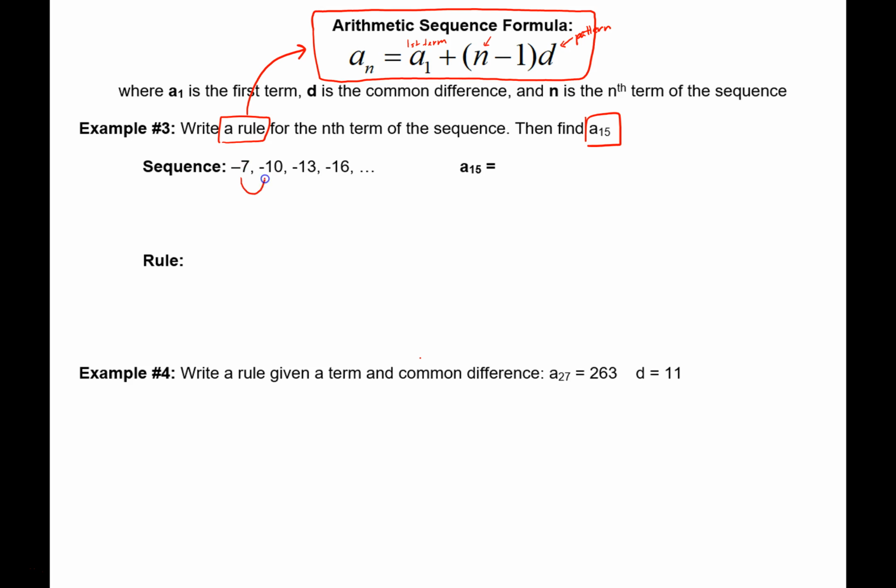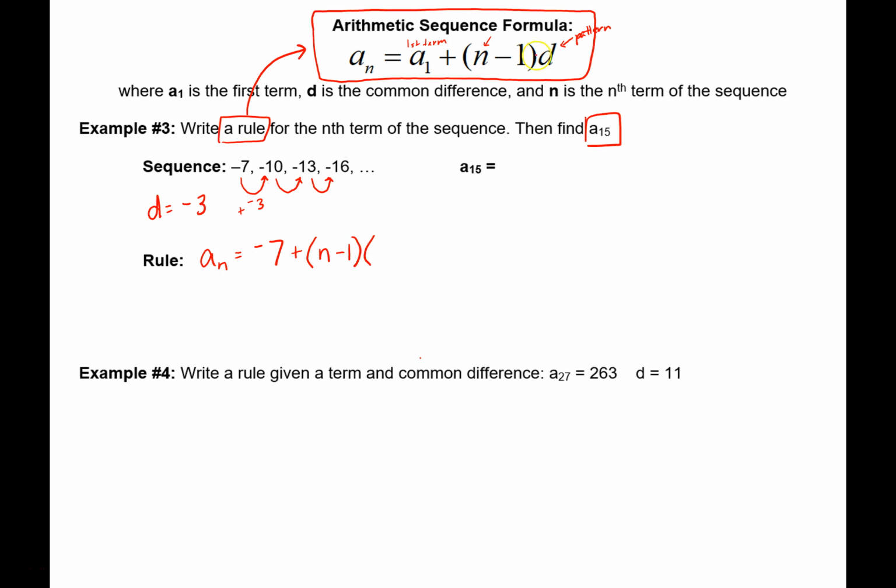To get from -7 to -10, I am adding a -3 or subtracting 3. And that keeps happening. The d, the pattern, is -3 for this one. So let's plug in what we know to find our rule, and we are going to have to simplify this. We want it to be in standard form. The formula says that we need a sub 1. Well, we know a sub 1. That's the first term in the list. It's -7. Then we don't have an n yet because we want to find a rule that we can use for anything. So we're going to leave the n there.